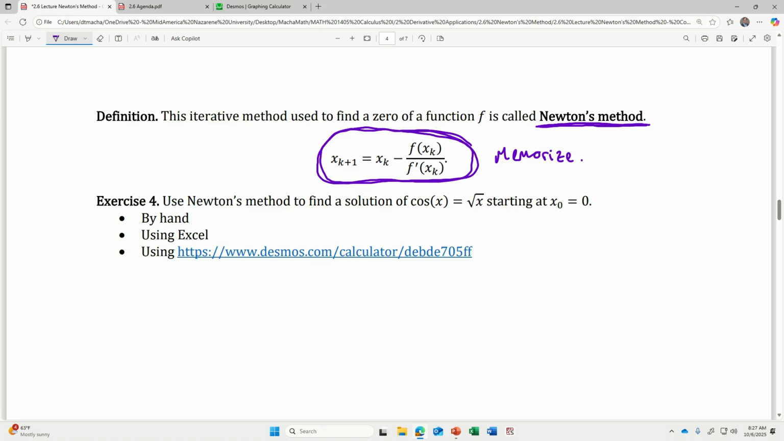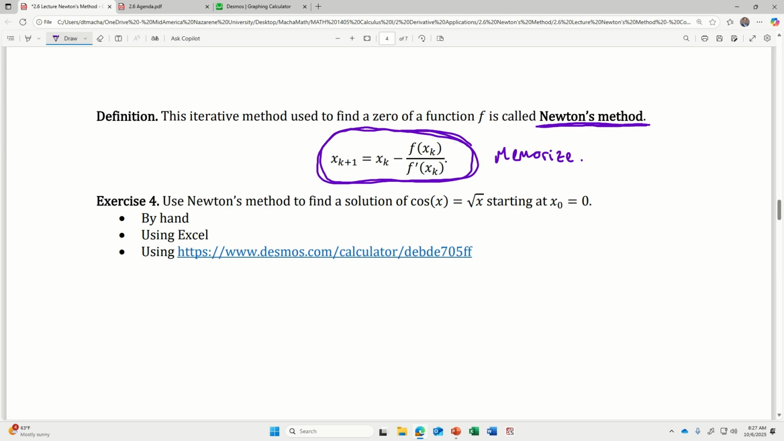This is not the only iterative method. If you're curious about other iterative methods and how calculators work in general, you can take a class here called Numerical Analysis. It's like an upper level math elective, juniors and seniors take it, but it's a really, really cool class. And so this is just a tiny little introduction to numerical analysis in a way.